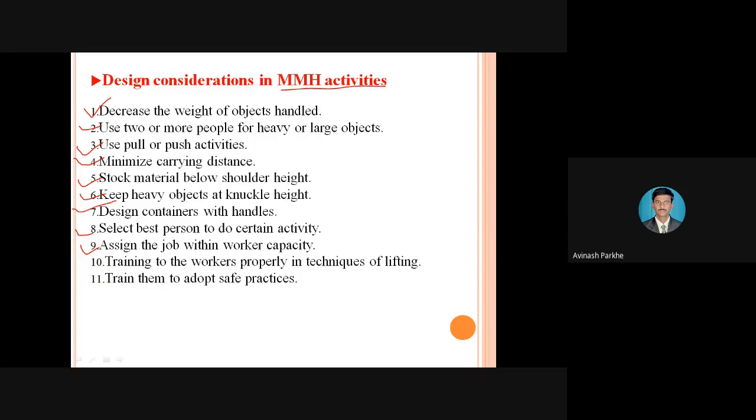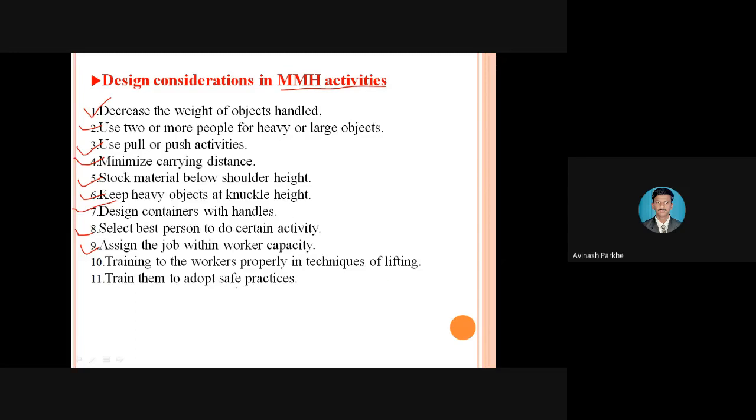Then train the worker properly in the techniques of lifting. Some standard trainings are also provided to that particular worker, on how the component is to be lifted from the bottom side to the maximum height. Such training should be given to that particular operator or worker. So without any fatigue, he can lift the heavy duty components from the bottom side to a certain height. Such trainings are also provided in an industry.